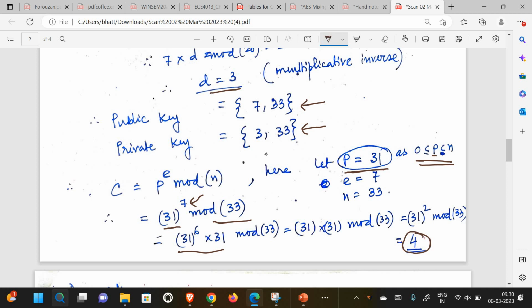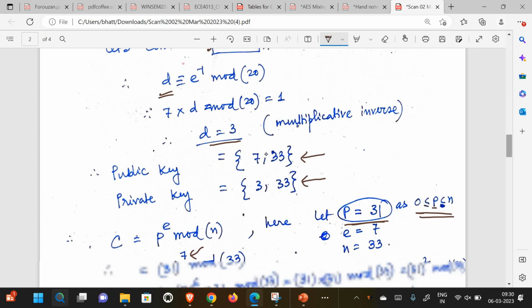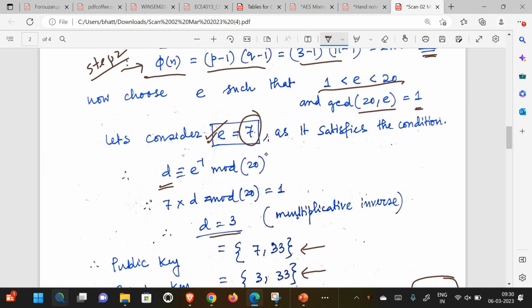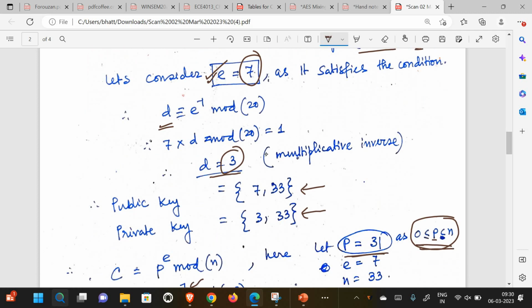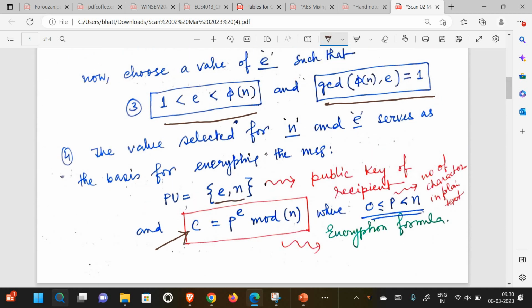Yes, please. Public key and private key will lie. Yeah, 7 we have found out, right? 7 we have assumed here. This is my public key. This is my derived private key. So that's why we are arranging it as public key, comma n, because in the previous slide, if you observe, E, comma n. So E is my 7 here and n is equal to 33. So that's what we are writing.